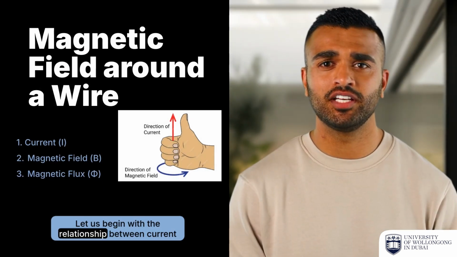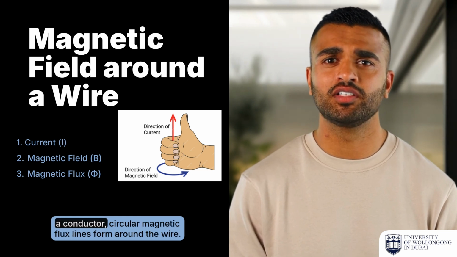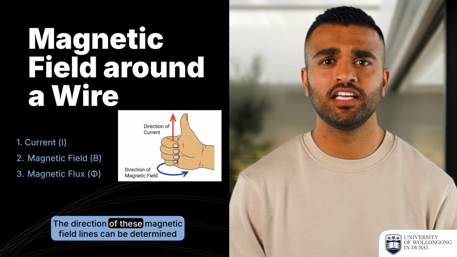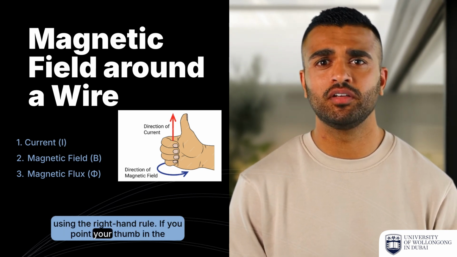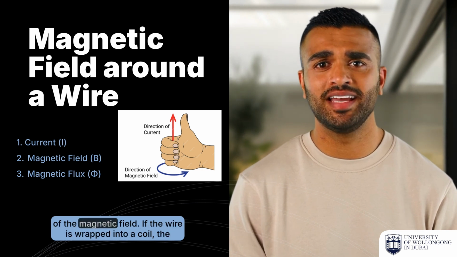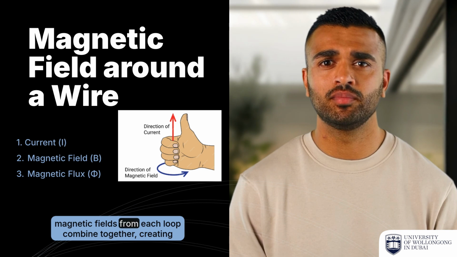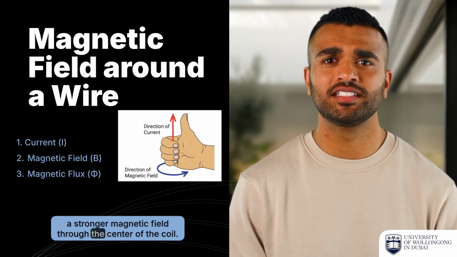Let us begin with the relationship between current and magnetic fields. When current flows through a conductor, circular magnetic flux lines form around the wire. The direction of these magnetic field lines can be determined using the right-hand rule. If you point your thumb in the direction of current flow, your fingers curl in the direction of the magnetic field. If the wire is wrapped into a coil, the magnetic fields from each loop combine together, creating a stronger magnetic field through the center of the coil.